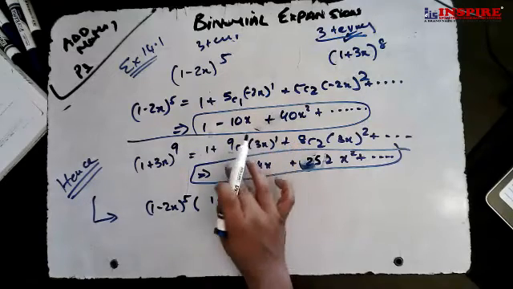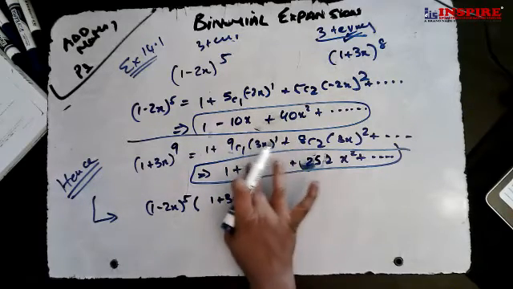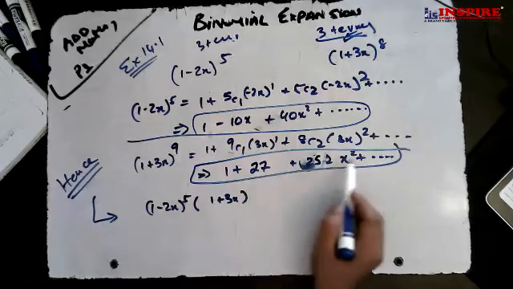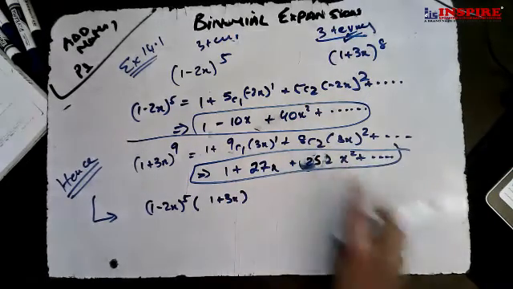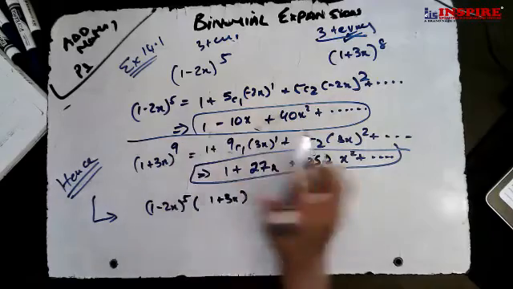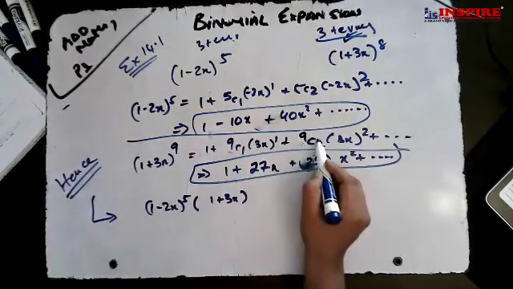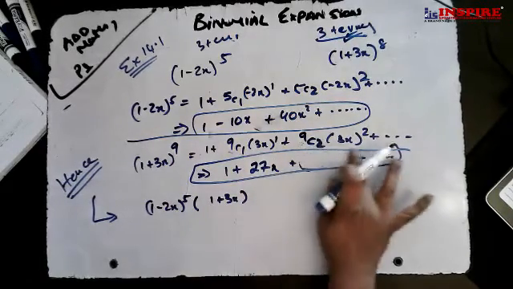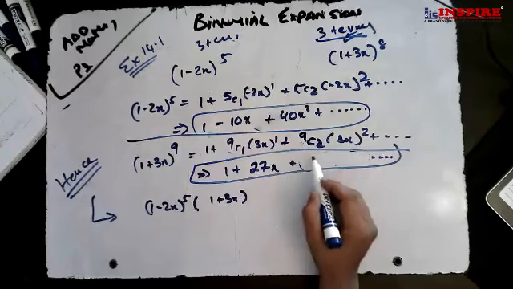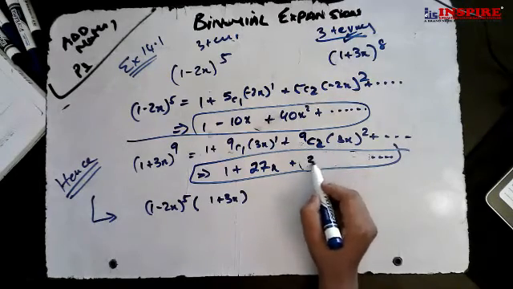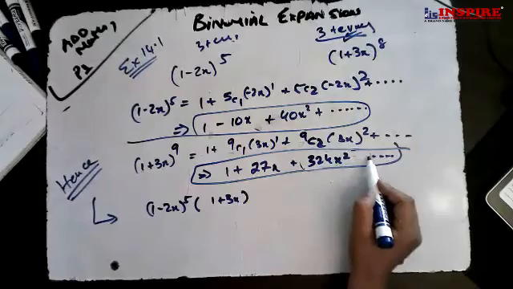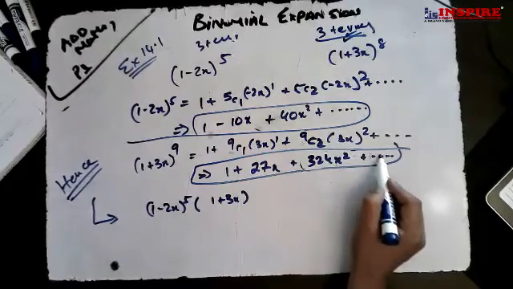9c1 which is equal to 9, 9 times 3 is 27, correct it, 27x. And 9c2 is how much? Calculator. The power was 9, I misread it, sorry, I wasn't wearing my glasses. 9C2 is 36. 36 into 9, 324. 324x squared plus dot dot dot.